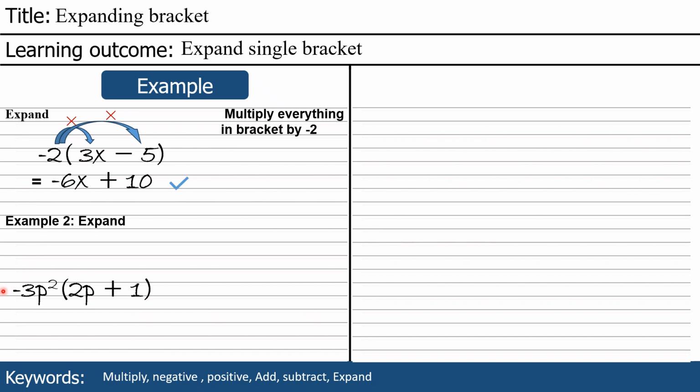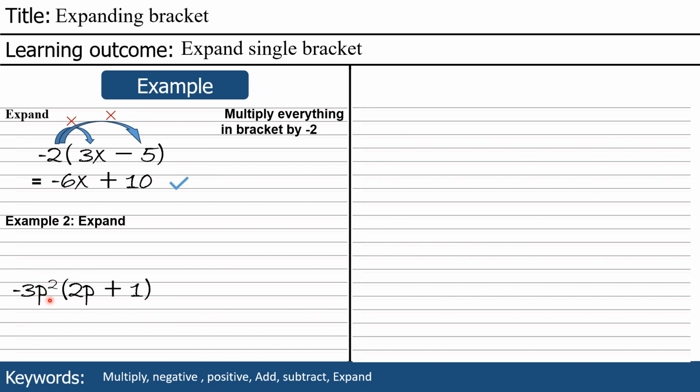So here we have negative 3p squared multiplied by 2p add 1. So let's expand. Let's multiply throughout the bracket. Stay with me with this question. So here we have, and it's always good to multiply the numbers first to ensure that you don't make a mistake. So negative 3 multiplied by 2 will give you negative 6. And p squared multiplied by p will give you p to the power of 3.